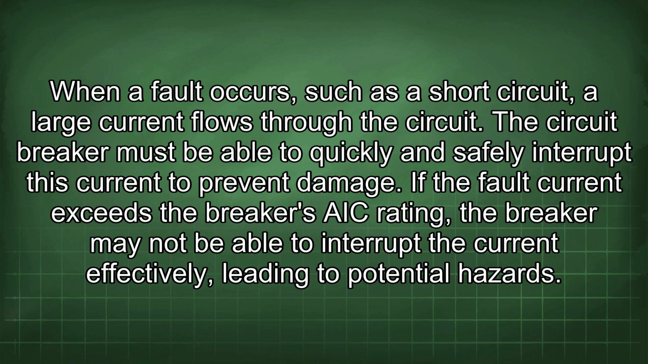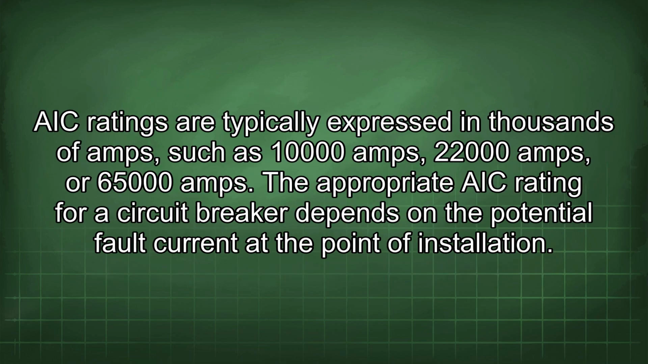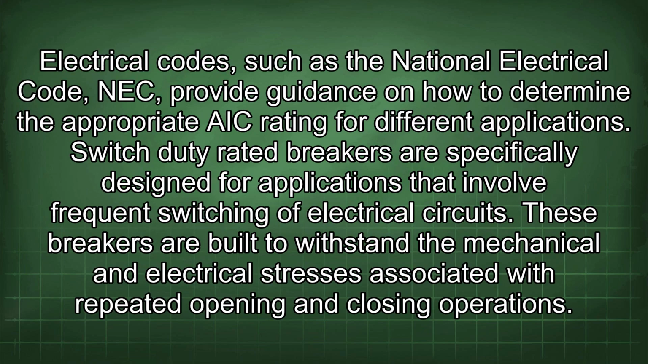If the fault current exceeds the breaker's AIC rating, the breaker may not be able to interrupt the current effectively, leading to potential hazards. AIC ratings are typically expressed in thousands of amps, such as 10,000 amps, 22,000 amps, or 65,000 amps. The appropriate AIC rating for a circuit breaker depends on the potential fault current at the point of installation. Electrical codes, such as the National Electrical Code (NEC), provide guidance on how to determine the appropriate AIC rating for different applications.